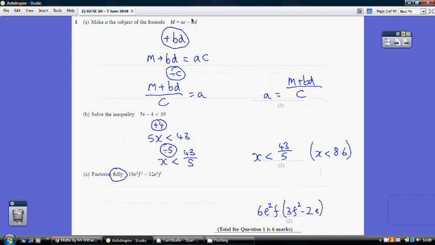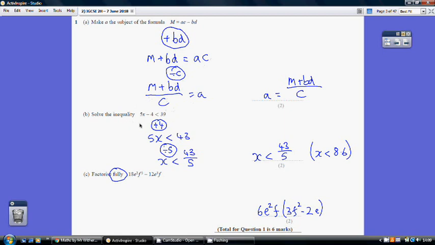So first of all, focus on the second term, the term furthest away from the term including A. So we want to undo this minusing of BD by adding BD to both sides. So M plus BD equals AC. Now we want to make A the subject, so we just need to undo this timesing by C. So divide both sides by C. So A equals M plus BD all over C.